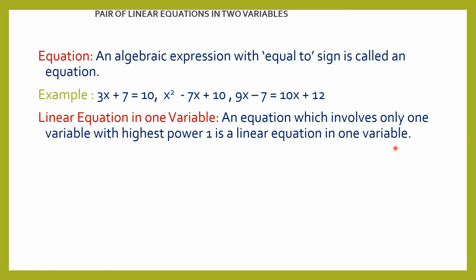So what is the example? 3x plus 7 equals to 10. Here one variable x. What is the highest power? 3 means 3 power 0, constant value. x means x power 1. 7 means 7 power 0. So the highest power here is 1. So this is an example for linear equation in one variable.